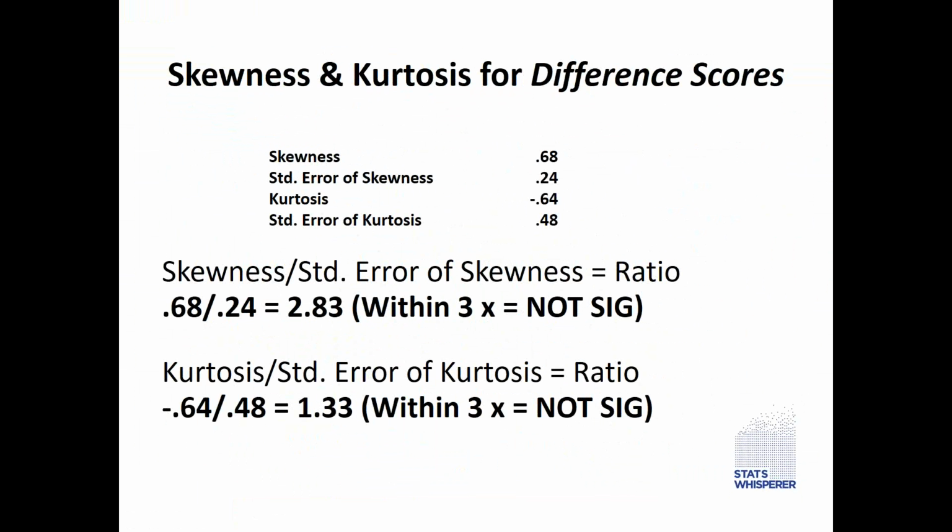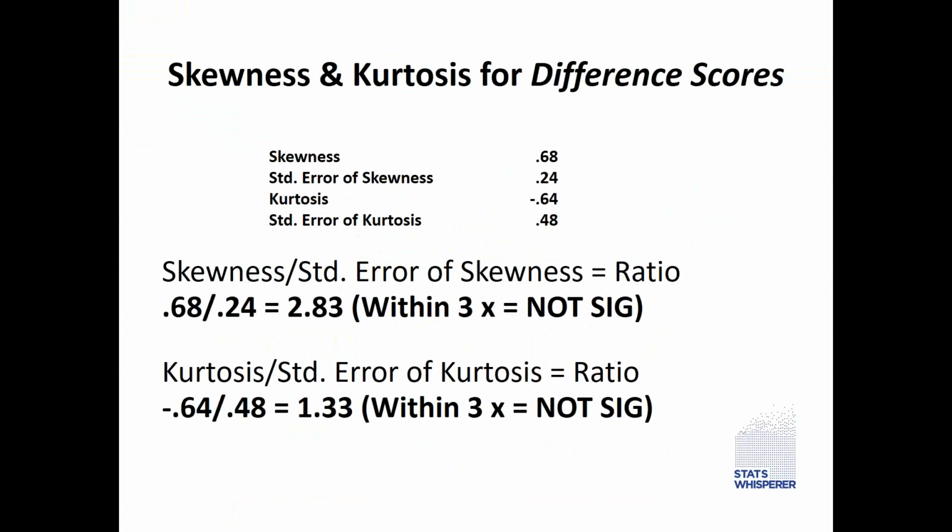And the values you get are as so, right? We see the skew is 0.68, and the standard error of the skewness is 0.24. If we divide the skew by the standard error, we have a ratio of 2.83. So it's below 3, and we could say the skew is approximately normal.